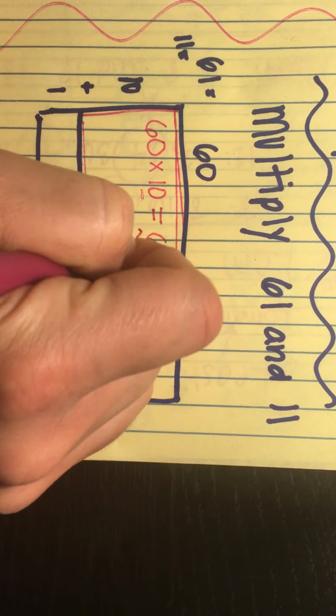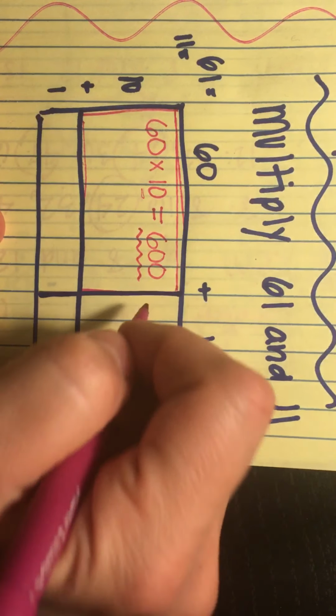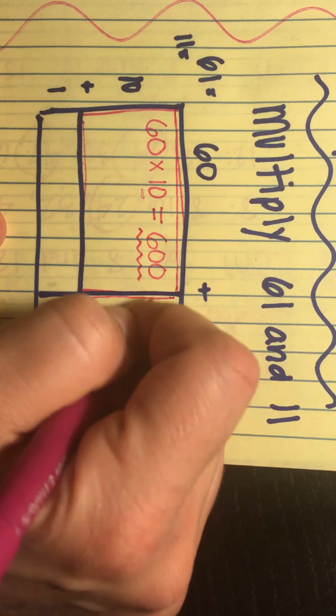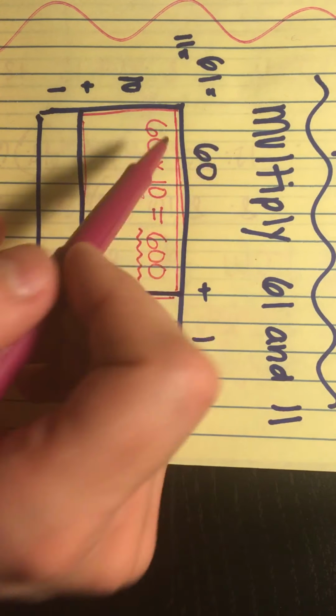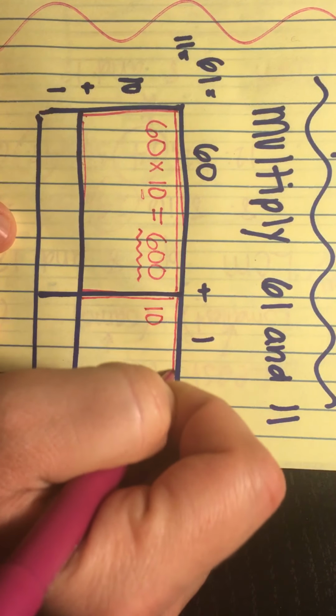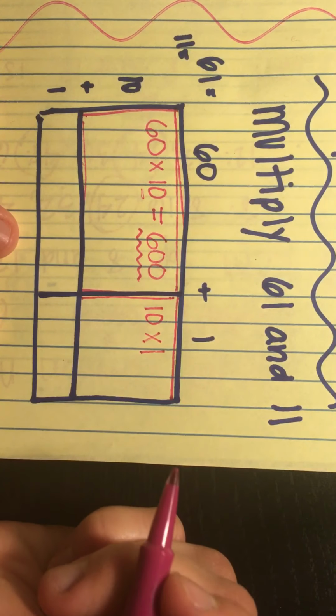I'm going to put a little squiggly line under that so I remember that that's the number I want to pay most attention to once I get to the end of this, okay? I'm going to look at my next rectangle now. I've got this piece down here that equals 10, right? This piece is the same as this piece, so it equals 10. And I've got this top piece of my rectangle, which equals 1. So I'm going to multiply those together.